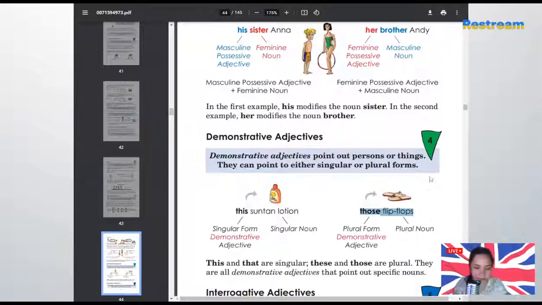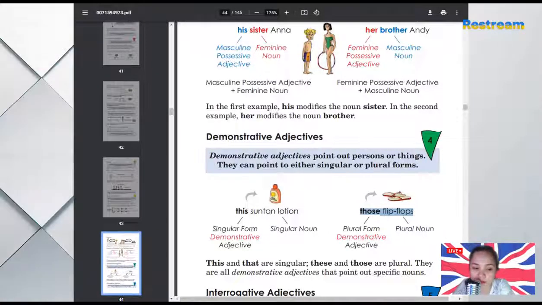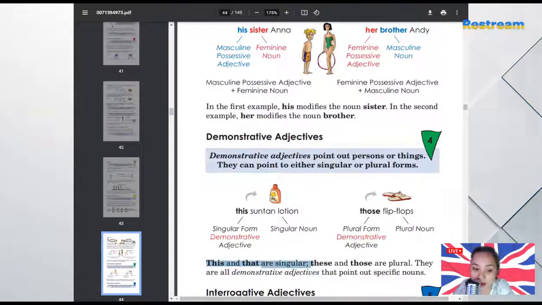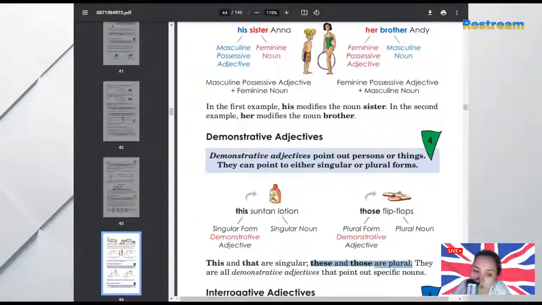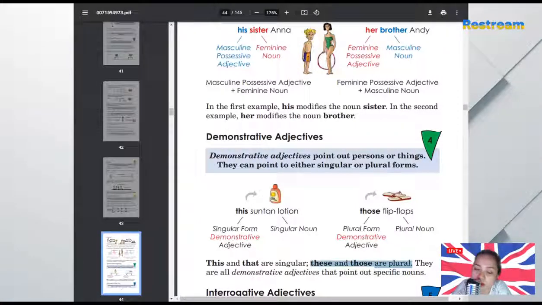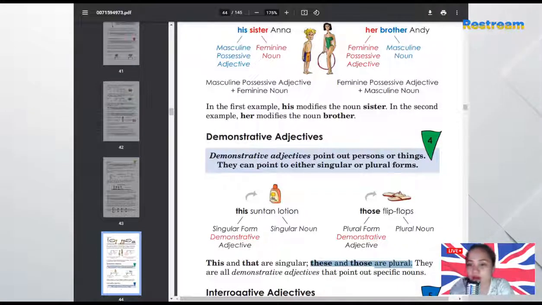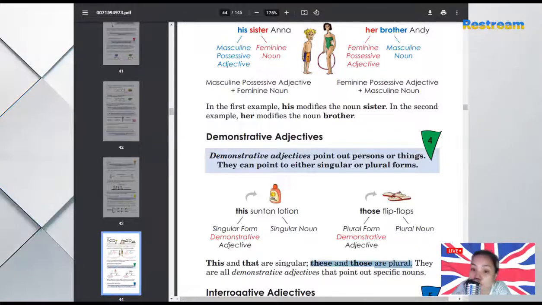Here we have the suntan lotion. So this and that are singular, while these and those are plural. As you can see, there is only one suntan lotion, so it means this is for singular. While with those, if you have more than one, for example flip flops, you have more than one flip flop. One for your left and one for your right, right?